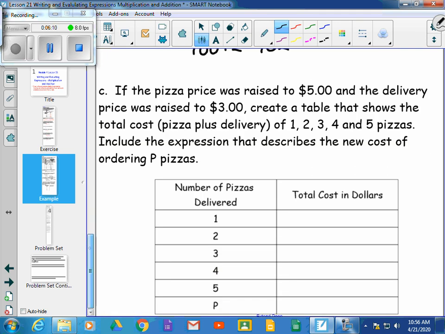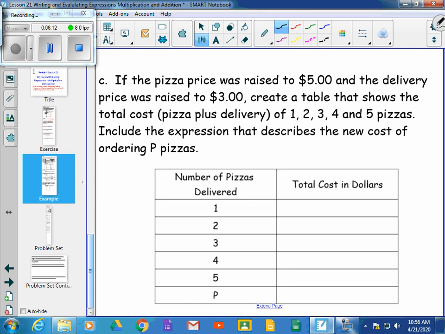Okay, the last question here, part C. If the pizza price was raised to $5 and the delivery price was raised to $3, create a table that shows the total cost, pizza plus delivery, of 1, 2, 3, 4, and 5 pizzas. And then include the expression that describes the new cost of ordering P pizzas. Pause the video and give this a try, and then turn the video back on to check yourself and see how we did.